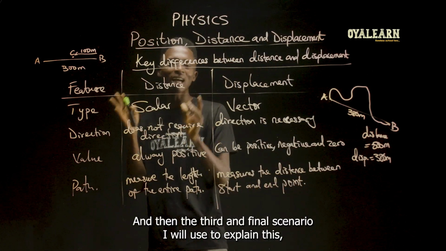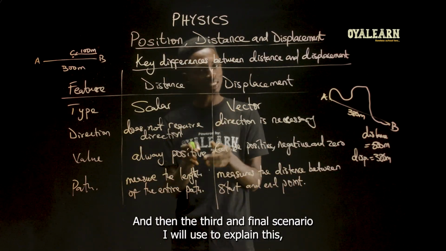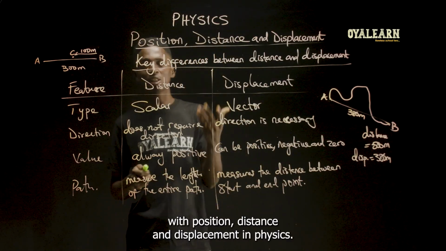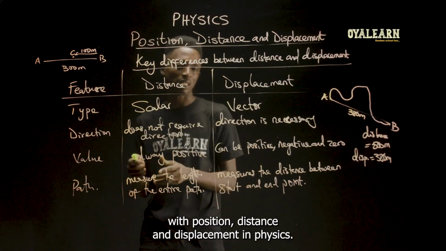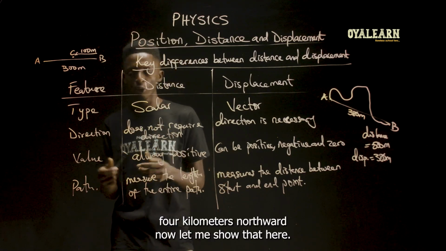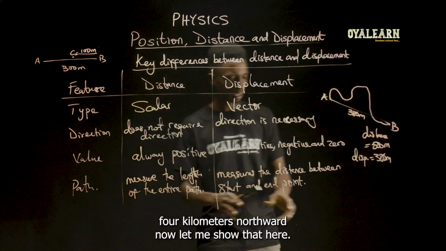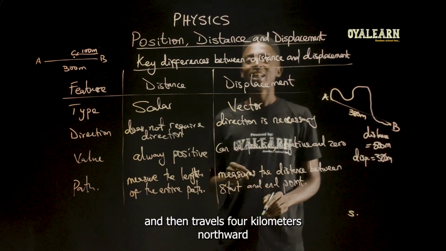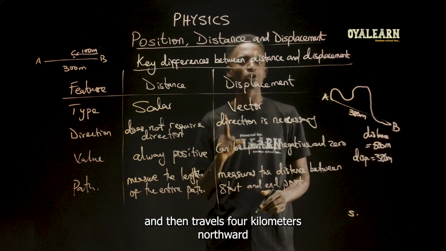And then the third and final scenario I'll use to explain this, which is often the case when you are solving problems with position, distance, and displacement in physics. Say, for example, an object moves 4 kilometers northward. Now, let me show that here. Let's call this point S. And then it travels 4 kilometers northward.